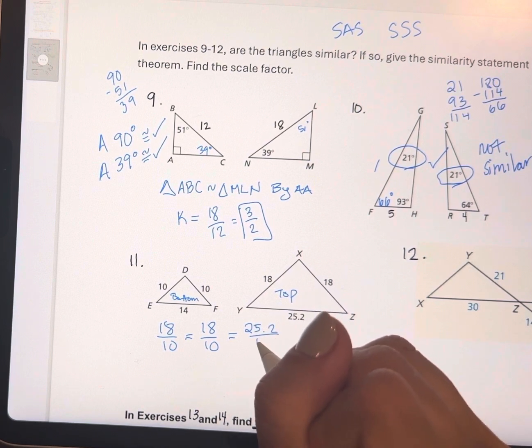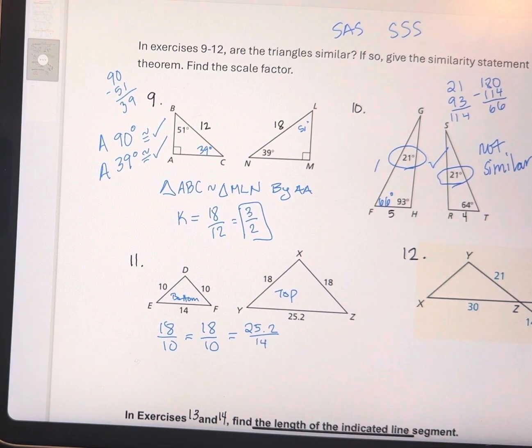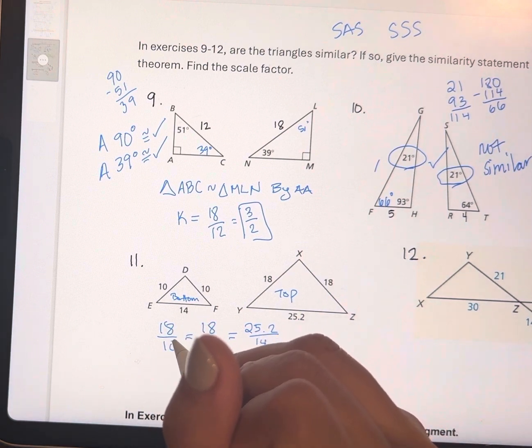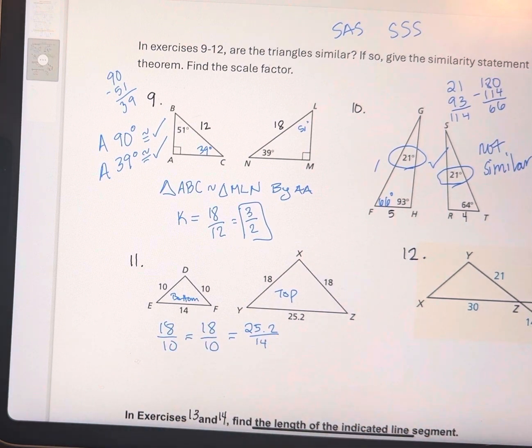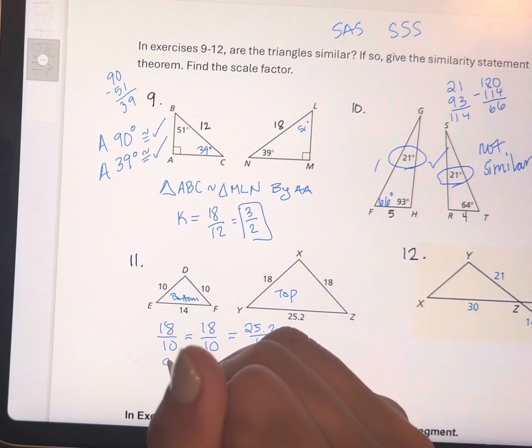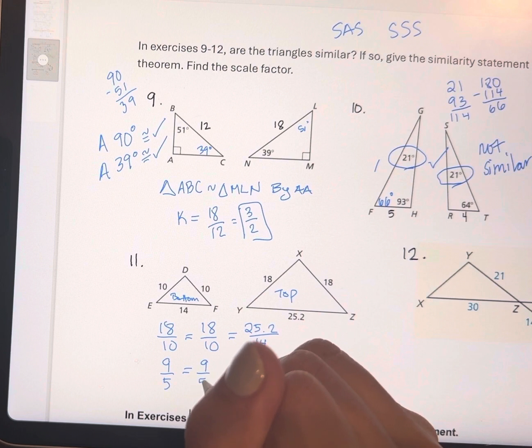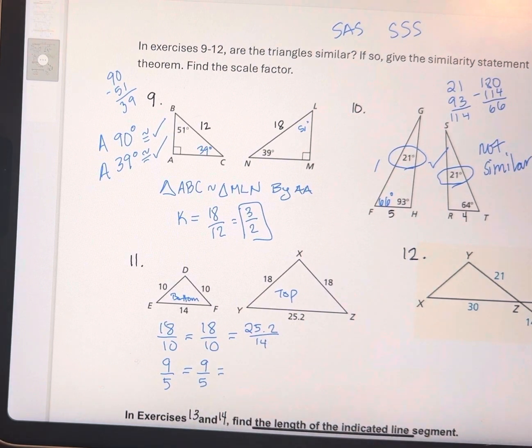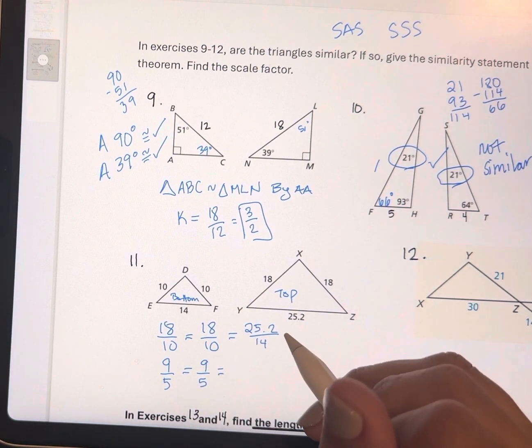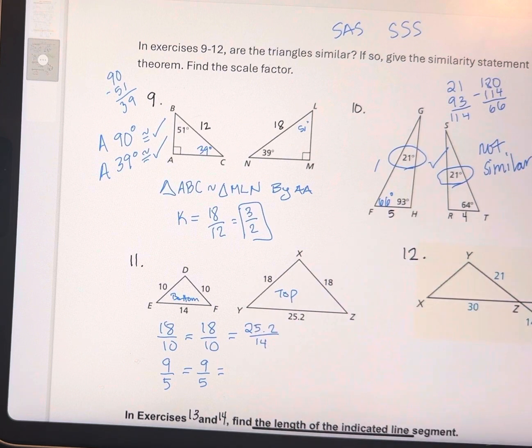Over 14. And now we get to reducing. I wish I had a calculator, but I don't, so that's okay. Divide by 2, divide by 2, and I get 9 over 5. And this one's exactly the same, so obviously it's 9 over 5. And now over here, this one's going to get a little tricky to reduce, but let's do it.